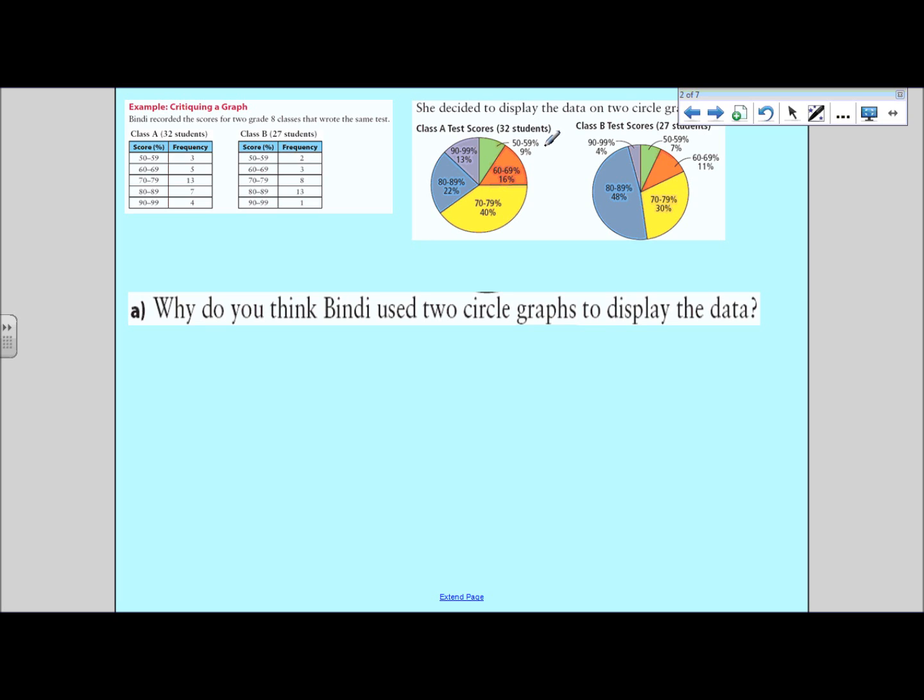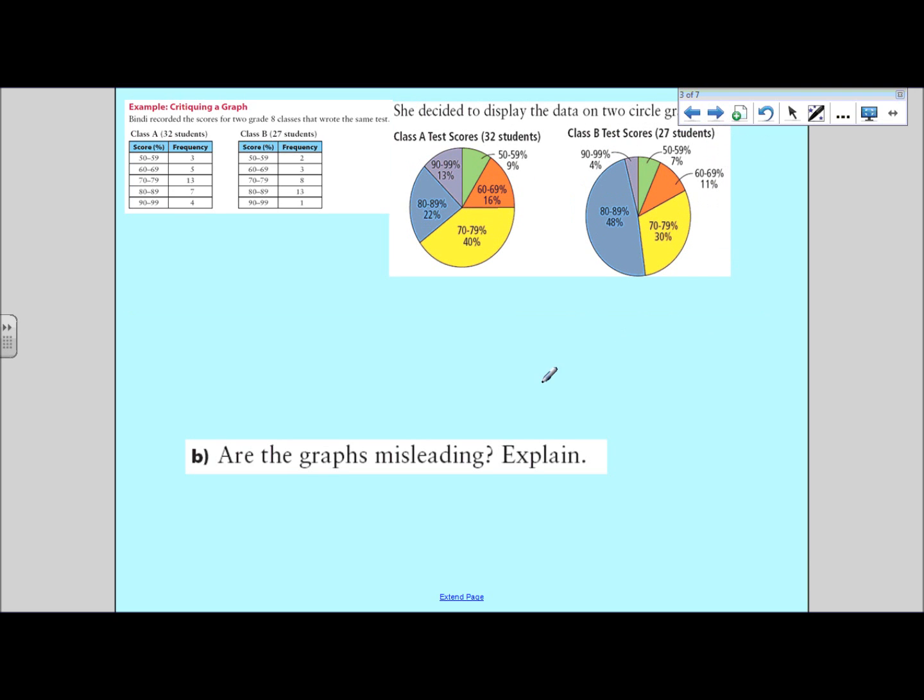The most logical explanation is because she wanted to compare both of them to the whole, to 1% or to 100%. So she wanted to compare these 32 students to these 27 students in the best way possible. It's very difficult to compare 32 to 27 unless you make them percents, and then you can very easily compare them.